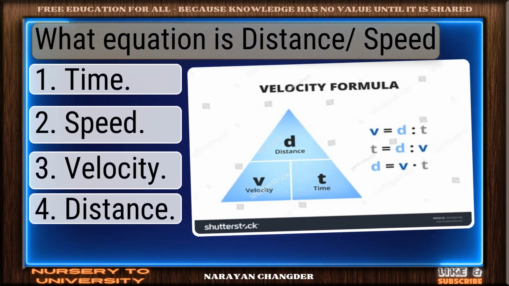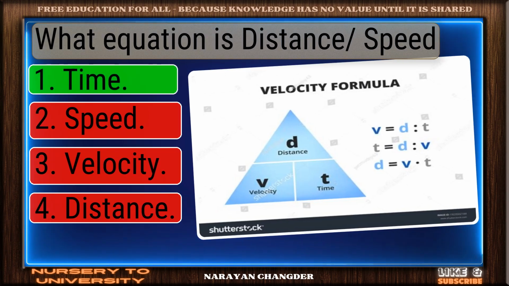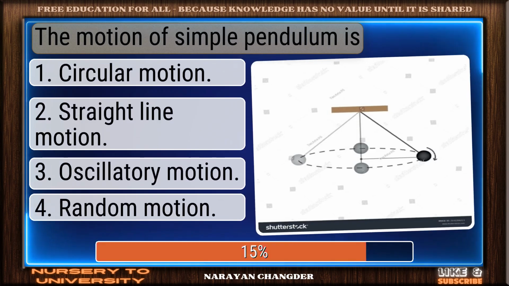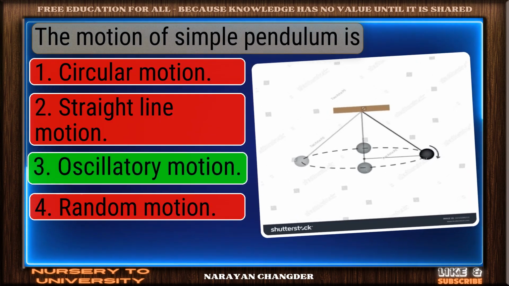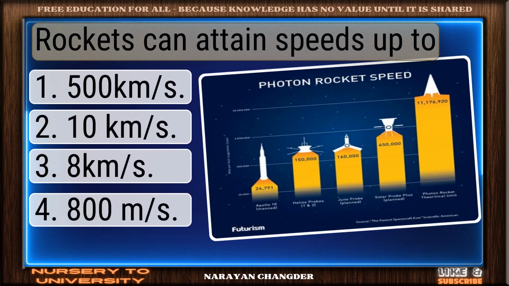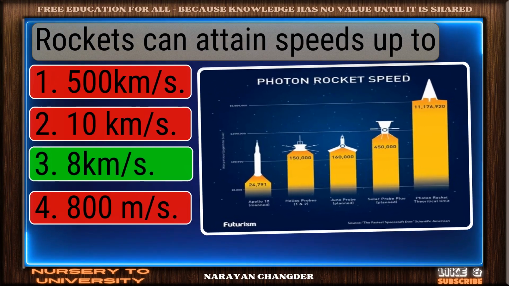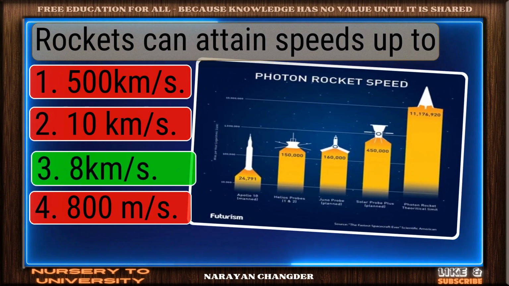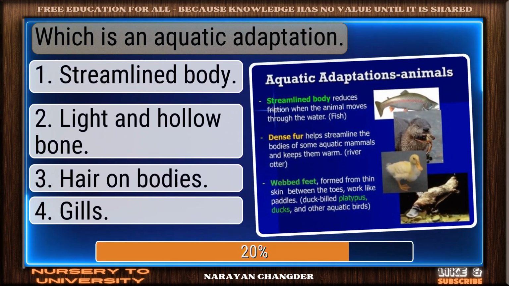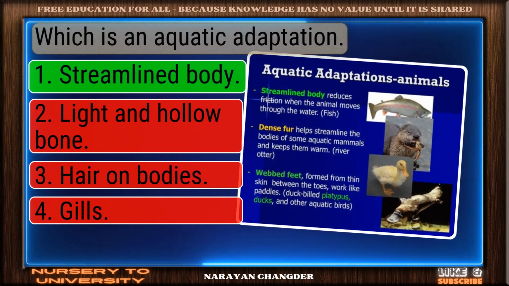Question number 194. What equation is distance over speed? Great job. Time is the accurate answer. Question number 195. The motion of a simple pendulum is. You're right. Oscillatory motion is the correct answer. Question number 196. Rockets can attain speeds up to. Clear logic. Your choice is sound and 100% true. Question number 197. Which is an aquatic adaptation? Bravo. Streamlined body is the answer.